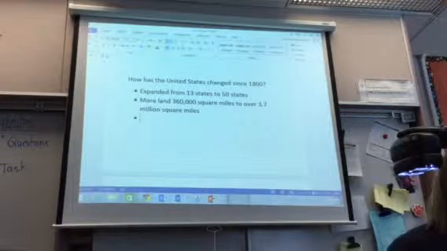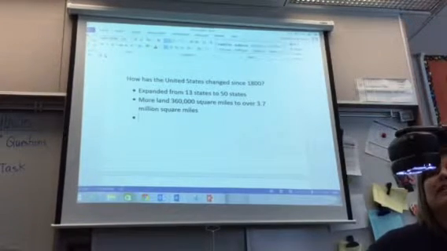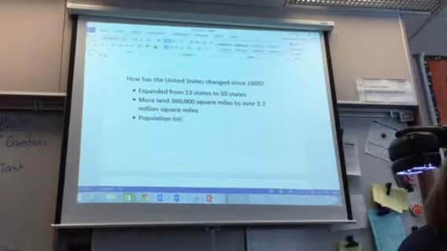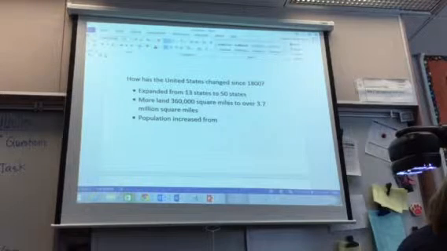Okay, what one other thing would happen if you have more land? Yes, sir. Higher population? Yes, population increase. Went from 4 million people to 300 million people.